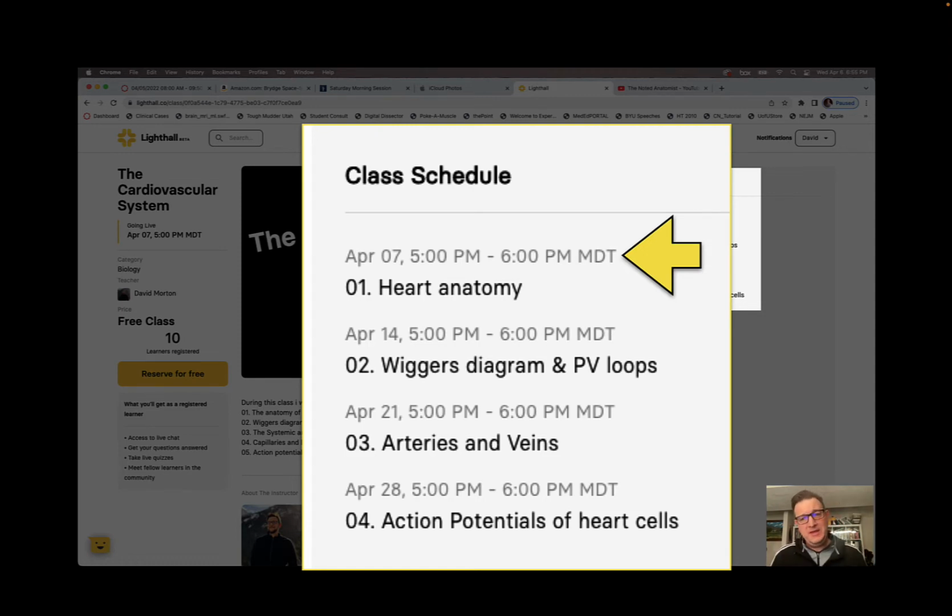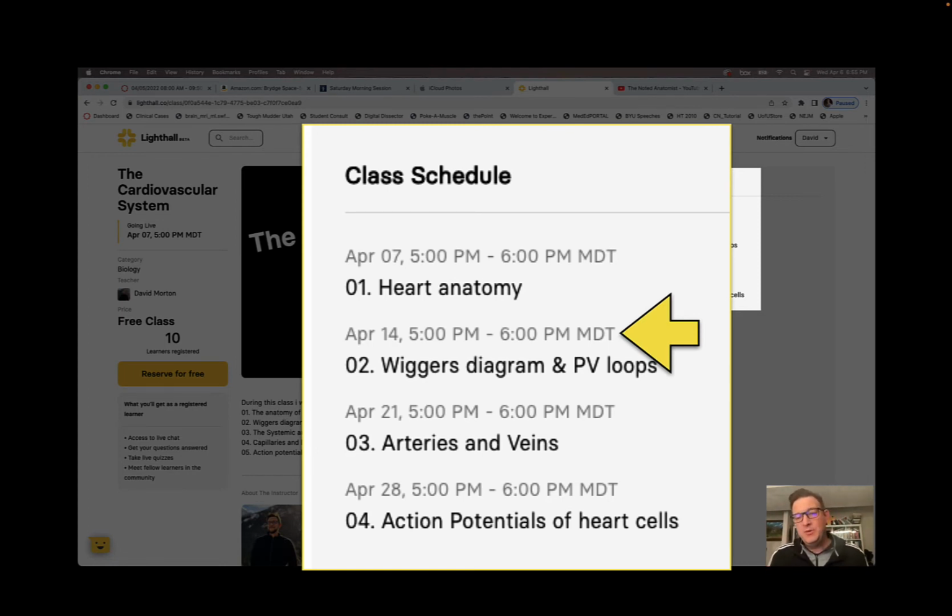This is heart anatomy, and I already have a video tutorial on this on the Noted Anatomist YouTube channel, but I wanted a place where I could expand and practice a little bit more some of these other future tutorials that I will publish very soon.